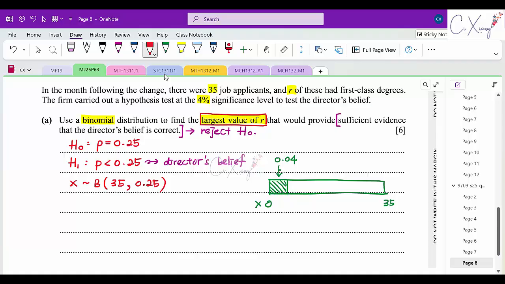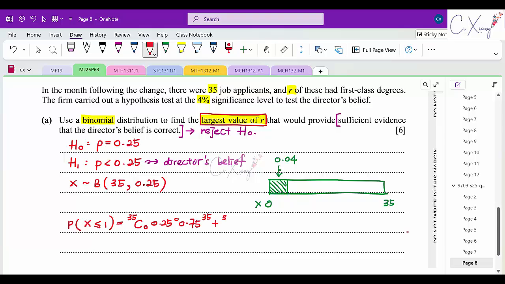So you have to start with the possible values first. Usually 0 is definitely in the rejection region, so I don't want to waste my time calculating it. You can try 1, 2, 3, and so on. Usually I will start from x smaller than or equal to 1. Using binomial, you have to start from x equals 0, which is nC0, p to the power 0, q to the power 35, or power n.